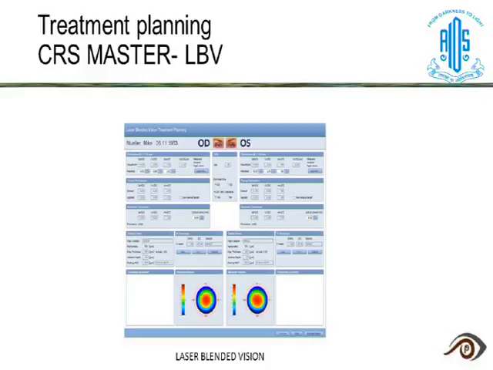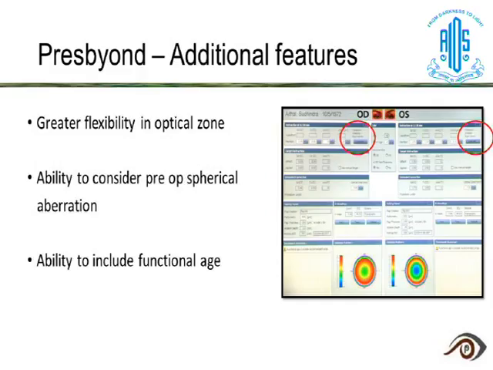So this is the earlier software, that is the laser blended vision, and this is the present one available with some additional features. After you get the manifest refraction of the patient, you need to enter the distance correction in both the eyes, and then this circle is where the software imports the data of the spherical aberrations which the patient is already having from the aberrometry reading, and then you can import the topography and the pachymetry, and this is the optical zone.